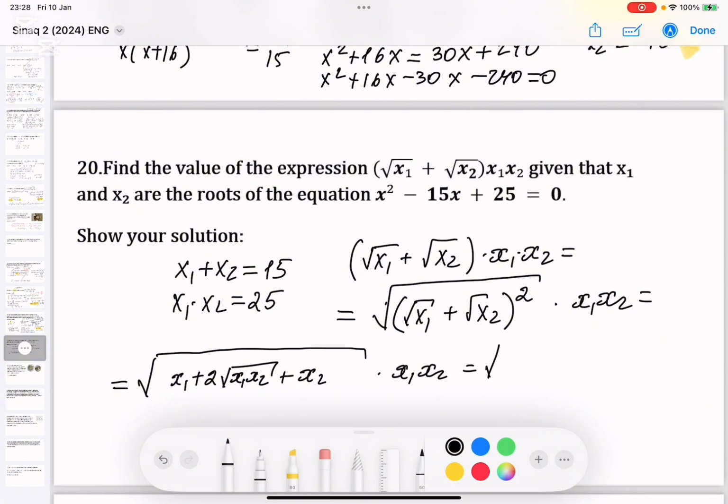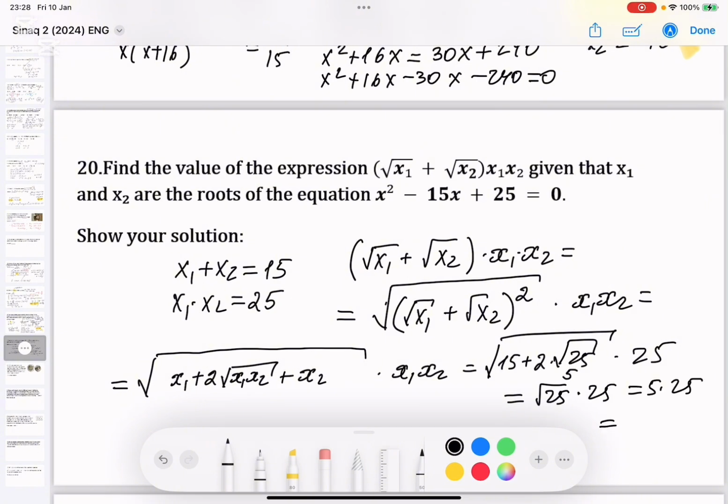Now I have everything to find the value of this expression. I have the sum x1 plus x2 given, and I have the product of the roots. So it's going to be 15 plus 2 times the square root of 25, times 25. So what we have here is 15 plus 10, which is 25. The square root of 25 times 25 is 5 times 25, so it's going to be 125.